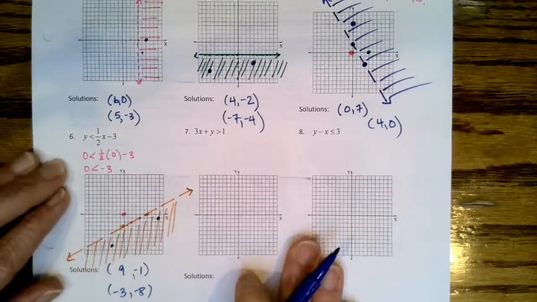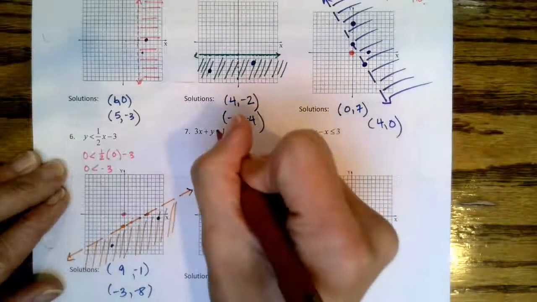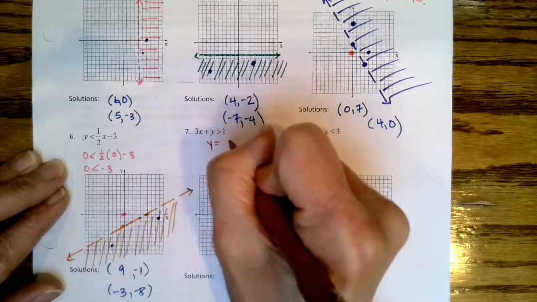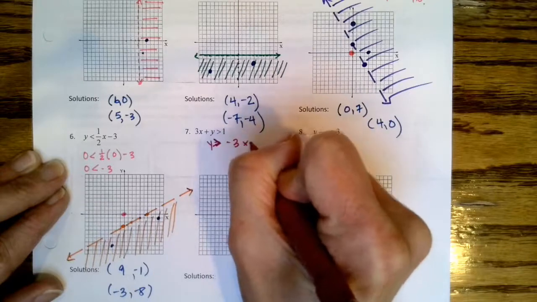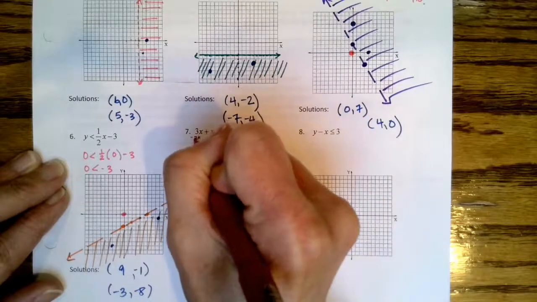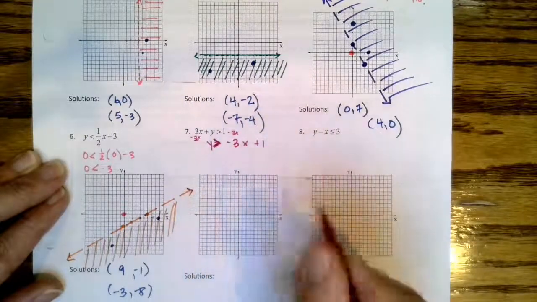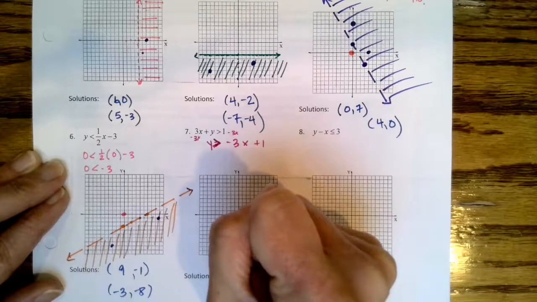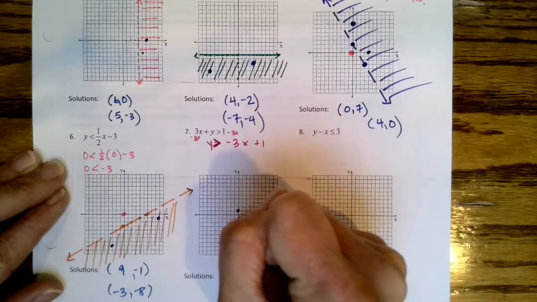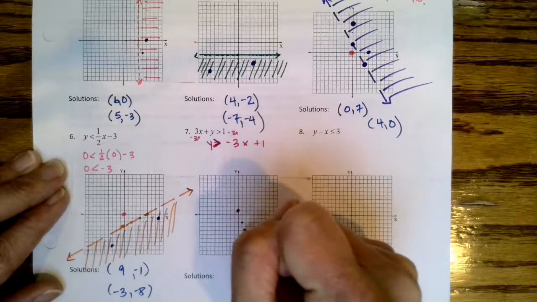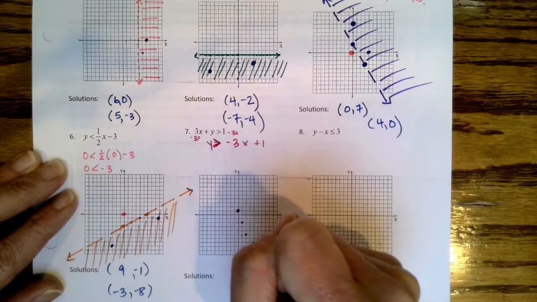All right, our next line, not in slope-intercept form. So we're going to go ahead and solve for y. Y is bigger than negative 3x plus 1. I subtracted 3x from each side. So here's my slope, and there's my intercept. An intercept of positive 1, and a slope of negative 3 over 1: negative 1, 2, 3 over 1.